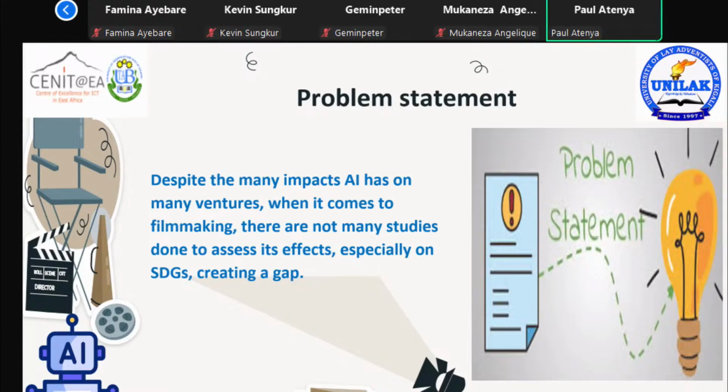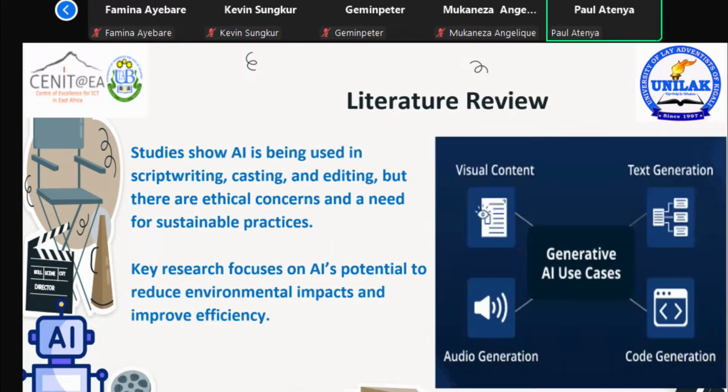The problem statement for this study: we were dwelling so much on some of the areas that we feel as filmmakers are not tackled much by other scholars when it comes to how AI has improved filmmaking, especially how AI has affected or impacted SDGs, and also looking at information and technology, which is part of the theme of this conference.